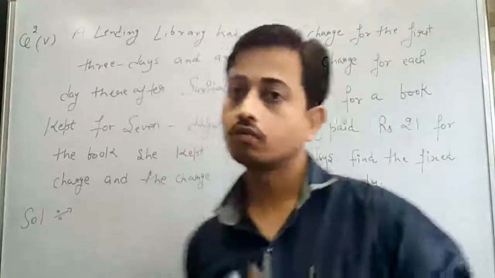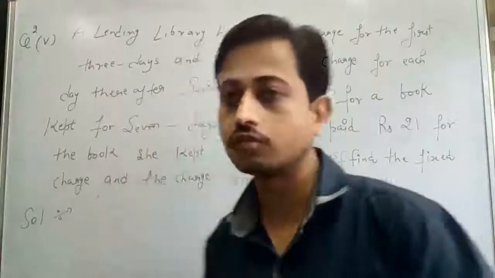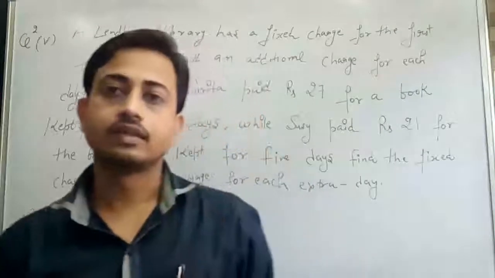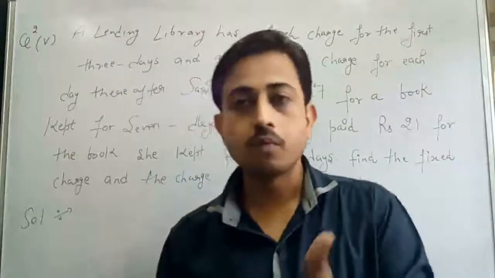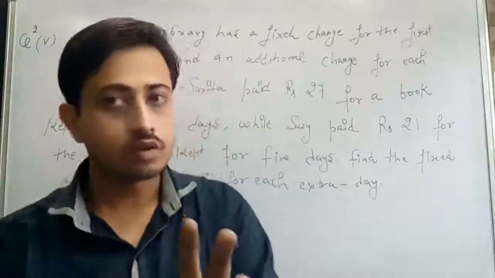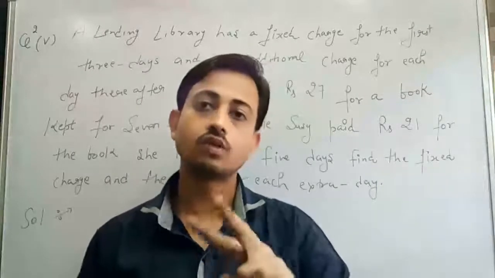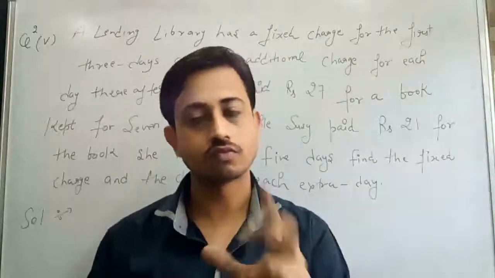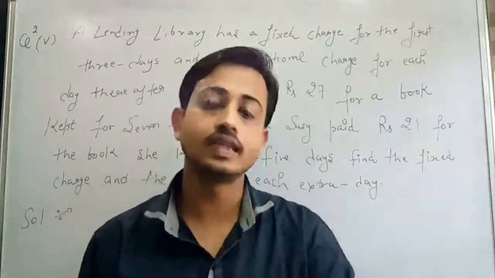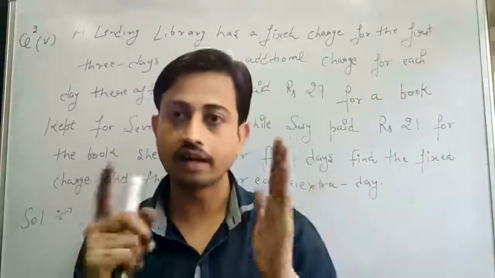Now look at question number 5. It's very lengthy. The statement is very large, so please read the statement very carefully. Overview of the statement: there is a library, and if you take a book from the library, you have to pay a fixed charge for 3 days. If you keep this book more than 3 days, then you have to pay a charge per day. I am again repeating the statement.